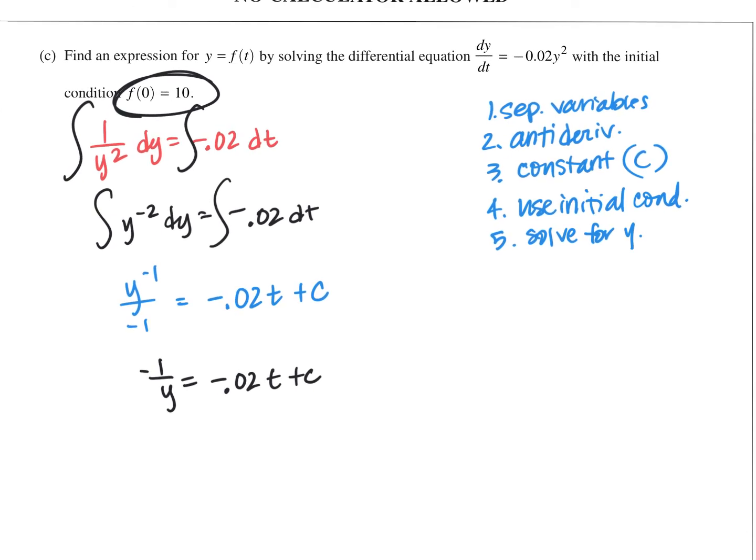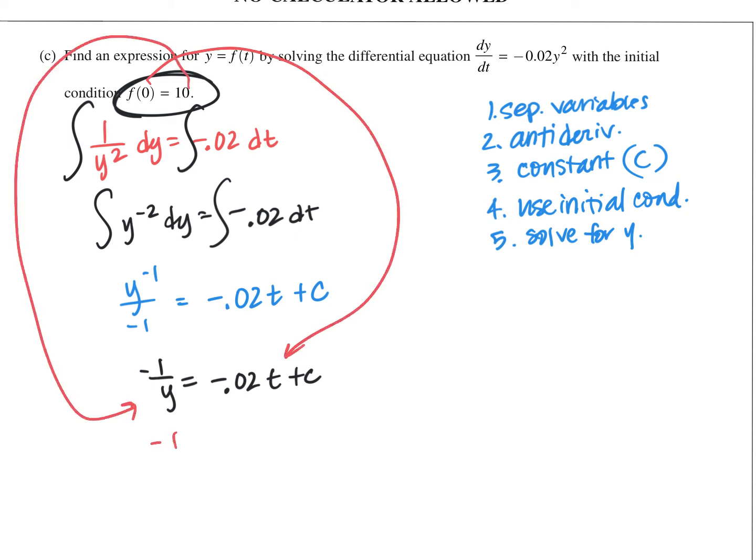I'm going to use my initial condition. t is 0, y is 10. Negative 1/10 equals c then. I'm going to plug it back in to solve for y.